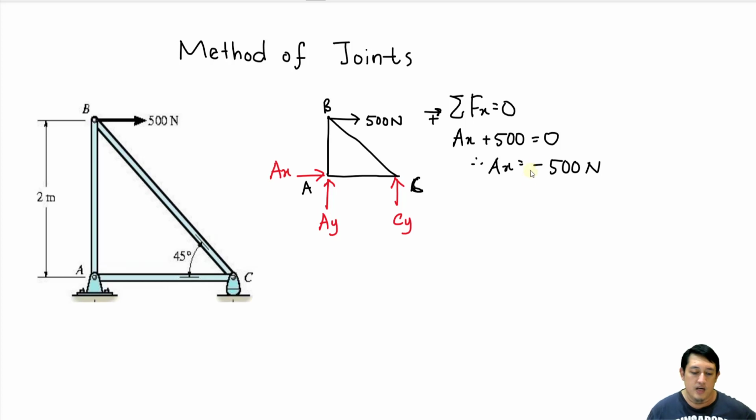Maintain. For AY and CY, we cannot use total of FY equals to 0 because we will have two unknowns in one equation only. So, what can we use? Yeah, we can use moment. If we use moment at joint A here, no need for us to include AX and also AY in our calculation. The only unknown is CY only.